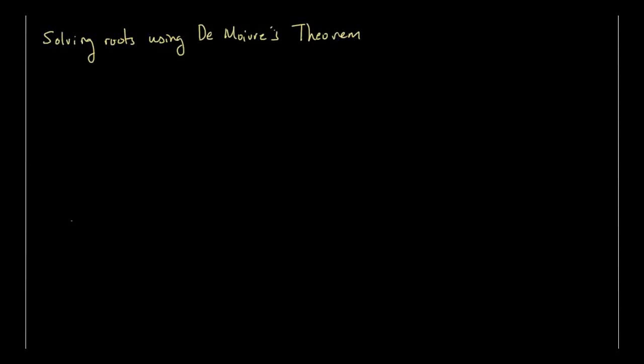Hi guys, welcome back. In this lecture, I want to talk about how to solve roots using De Moivre's theorem. Before I get into that, I want to talk about some of the more interesting features in the polar forms. For example, if I have z equals 3 plus 4i, by now you should be able to convert that into the polar form of z equals 5 cis 0.927 radians.